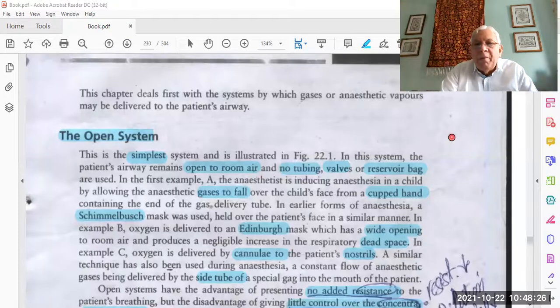Bismillah ir-Rahman ir-Rahim. We will discuss breathing circuits and scavenging system. The first of the breathing circuits or systems is the open system.